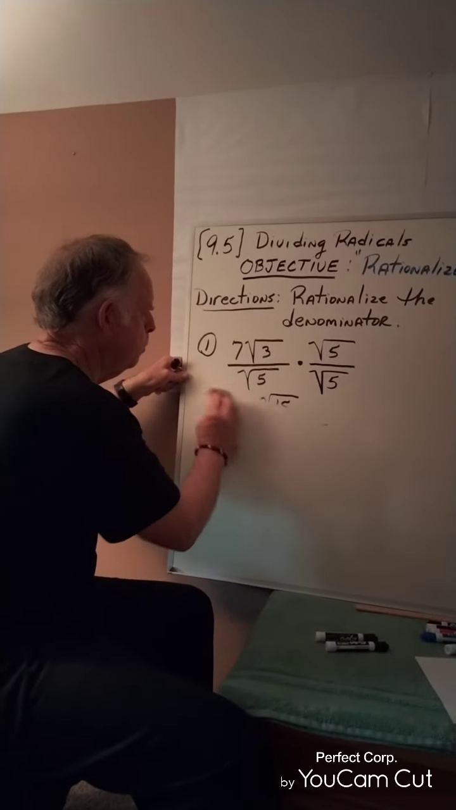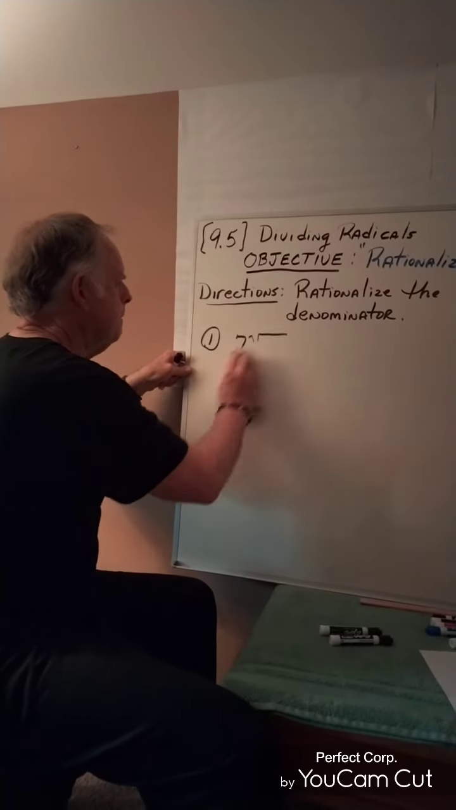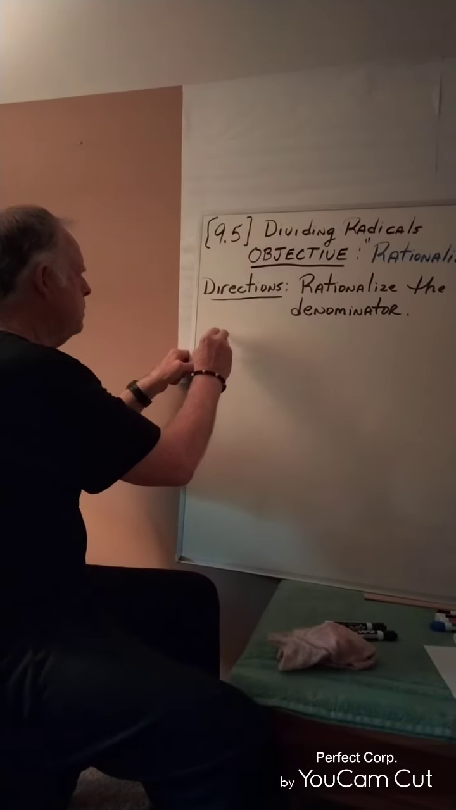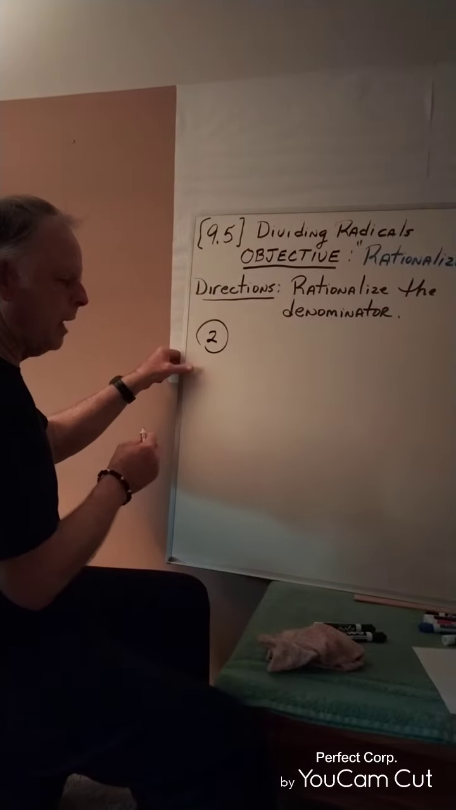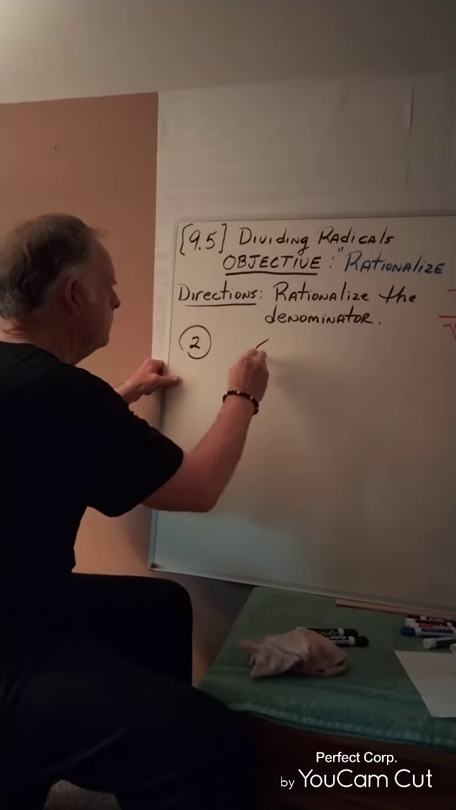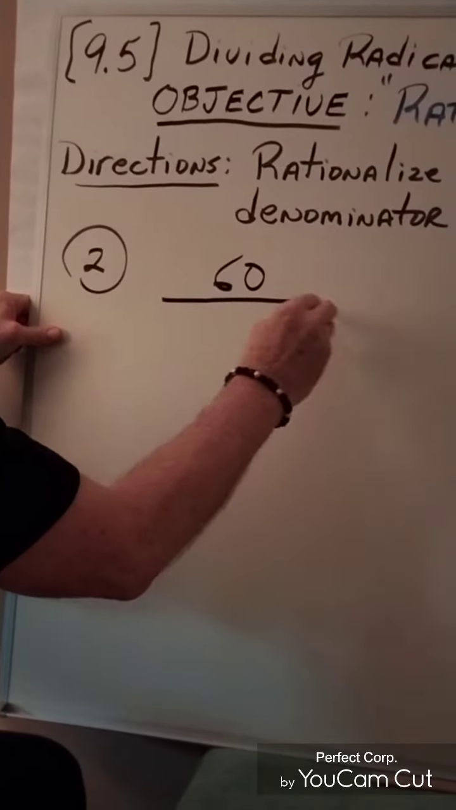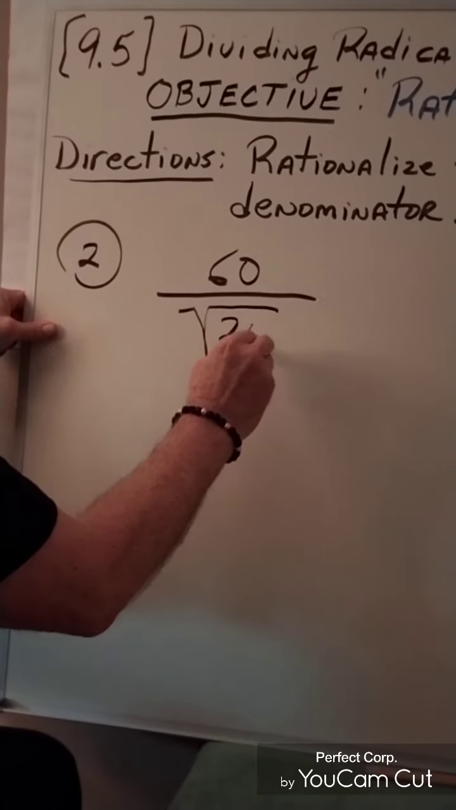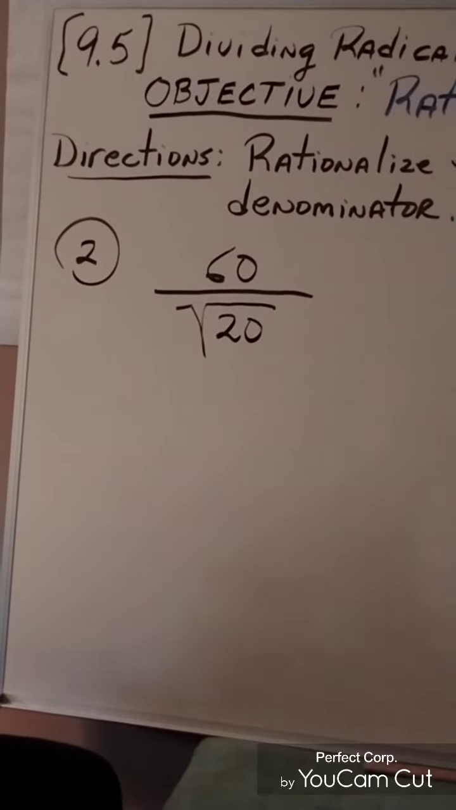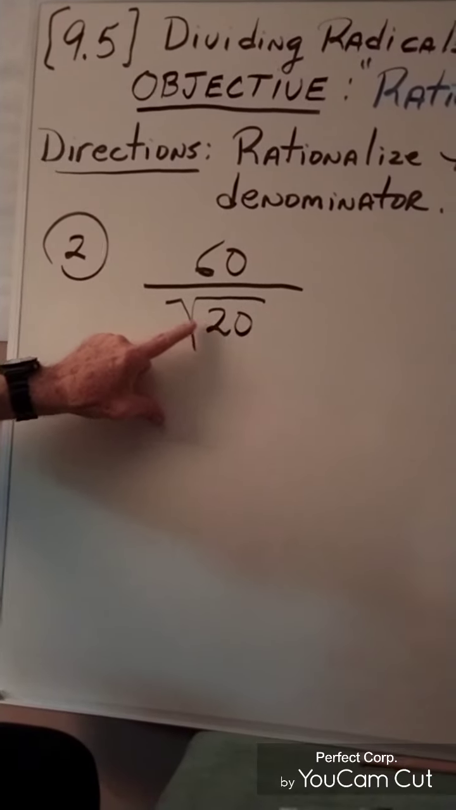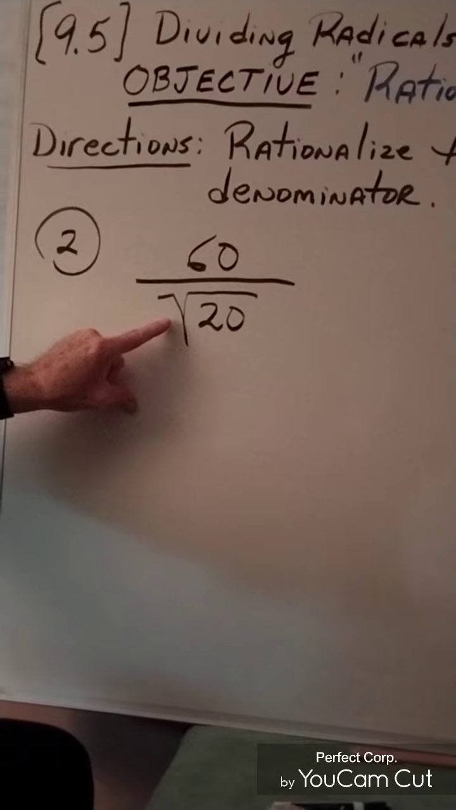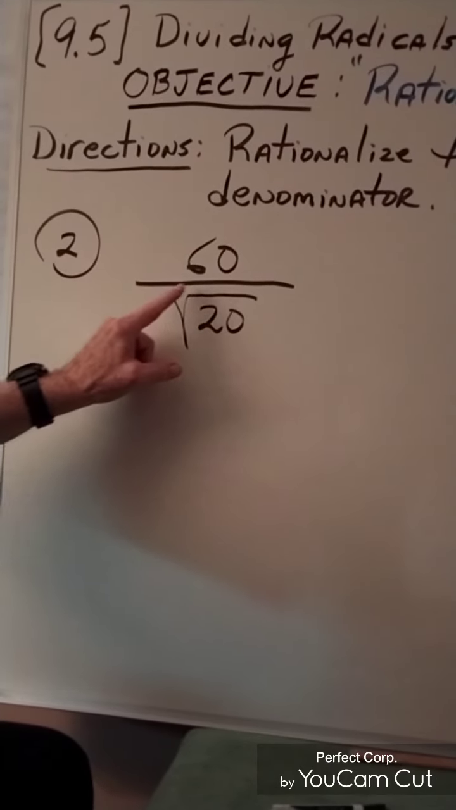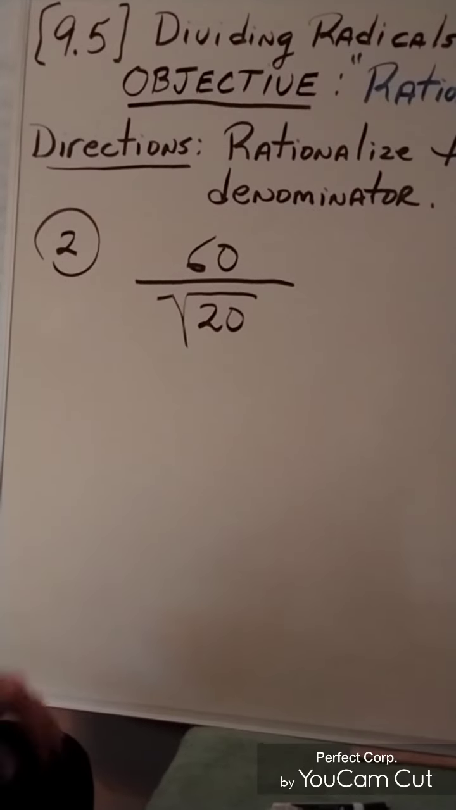There'll be a few of them that we'll look at because each one of these are all kind of tweaked a little bit differently, but all with the same procedure. We have 60 divided by the radical of 20. We cannot have a radical in the denominator. And so to get rid of it, we're going to have to rationalize that denominator.